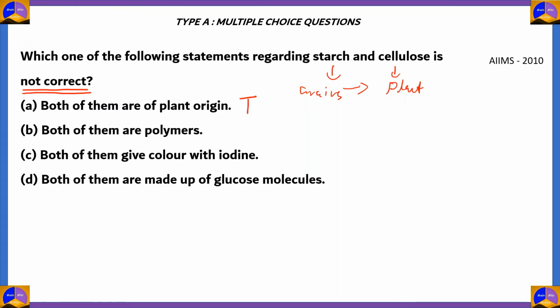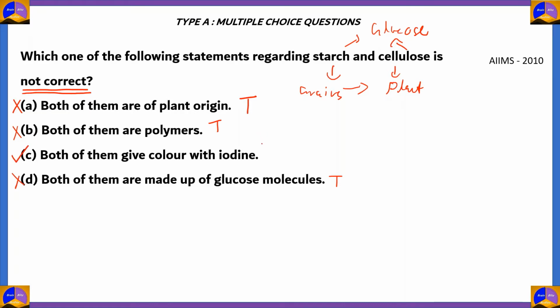So the statement is true, which makes the option false, because our question is to find out which of them is not correct. Option B, both of them are polymers. It is true, starch and cellulose are polymers of glucose. So option B is also true, which makes it incorrect. Now, since starch and cellulose are made up of glucose molecules, we can say that option D is true, which makes it incorrect. The right answer is option C.